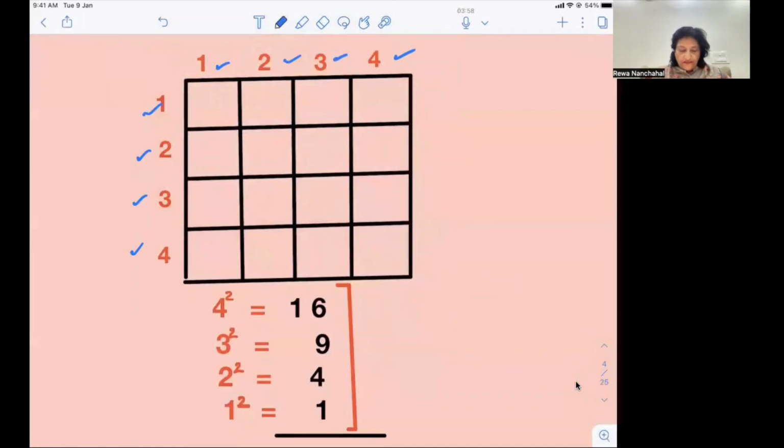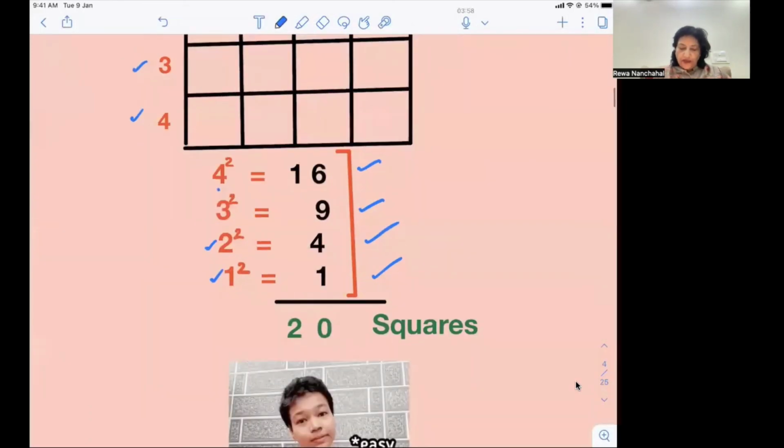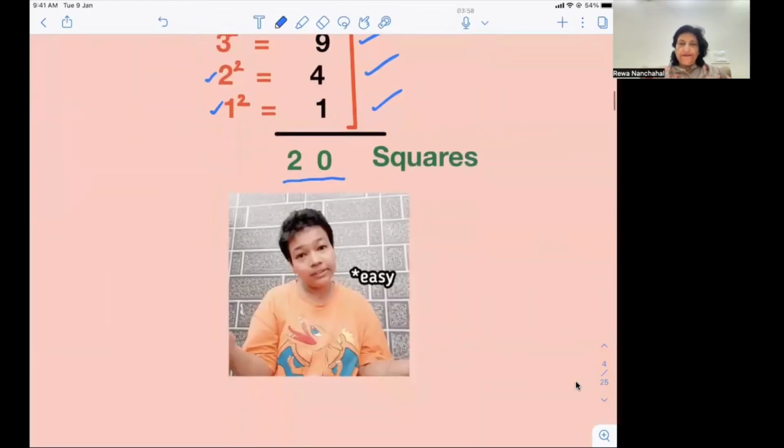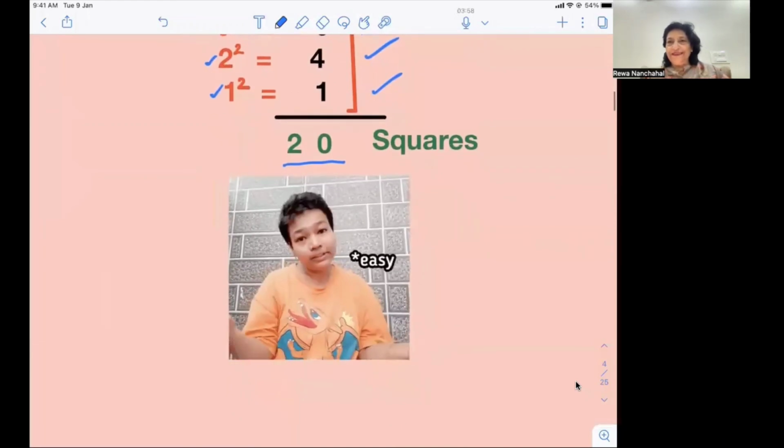So we will take first 4 squared. It will be 16. Then after 4, we'll do 3 squared. We'll have 9. Then 2 squared, we keep reducing by 1. It will be 4. And then 1 squared, it will be 1. So now the total number of squares will be 30 when we add all. How easy it is. Don't you think it is so easy?